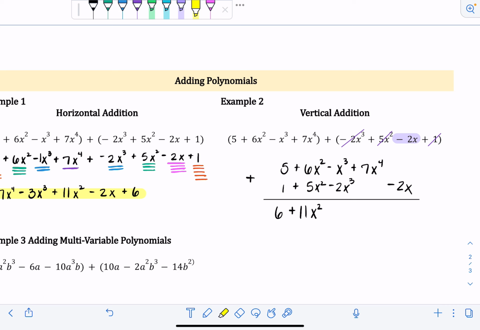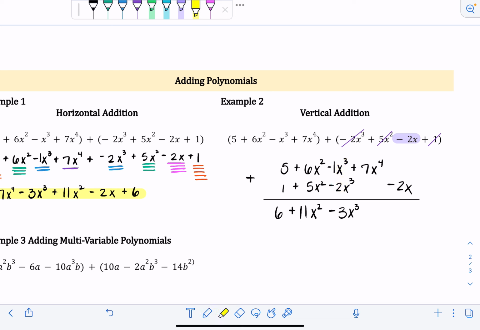And then the next term, negative x to the third power plus negative 2x to the third power. Remember, if I don't see a number in front, then the coefficient is 1. And then I add negative 1 plus negative 2 is negative 3. And then x to the third power stays the same.